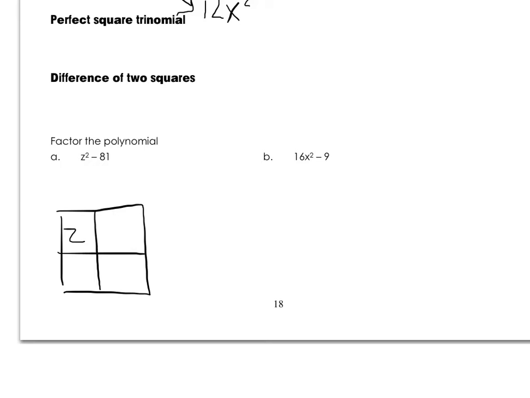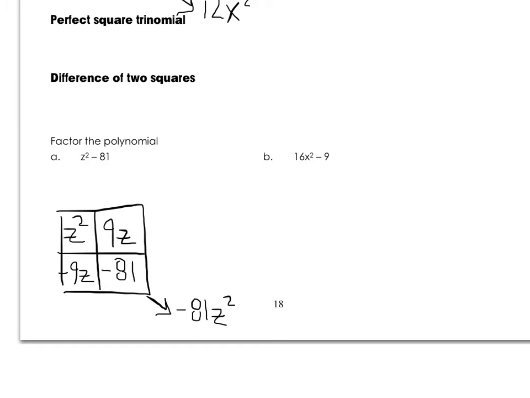So I still start off with z squared up in front. Negative 81 is the constant. If I multiply them together, it's a negative 81 z squared. So what I'm looking for here is essentially two multiples of negative 81 that add up to 0, because there's nothing in the middle there. So that's going to be 9z and negative 9z.